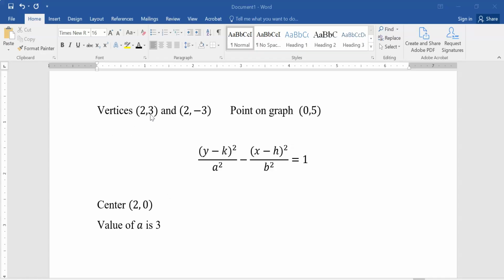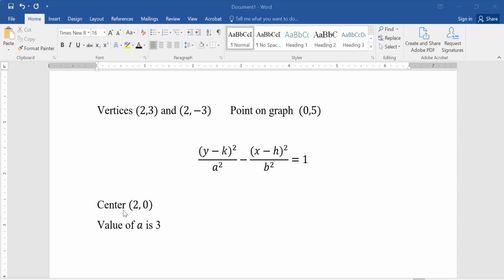Now the vertices being (2, 3) and (2, -3), we know that the two vertices of a hyperbola have to have the property that halfway in between there is the center. So the midpoint between two vertices of the hyperbola has to be the center, and therefore halfway between (2, 3) and (2, -3), we know that the center is the point (2, 0).